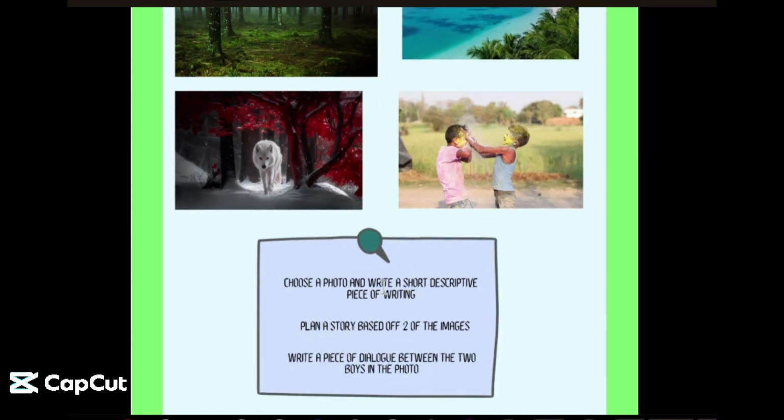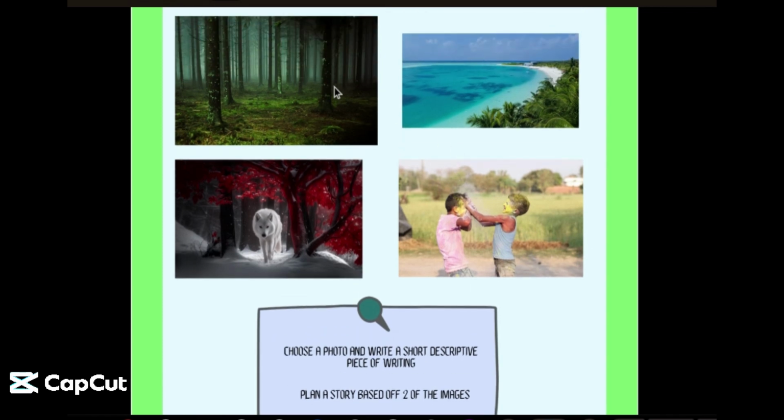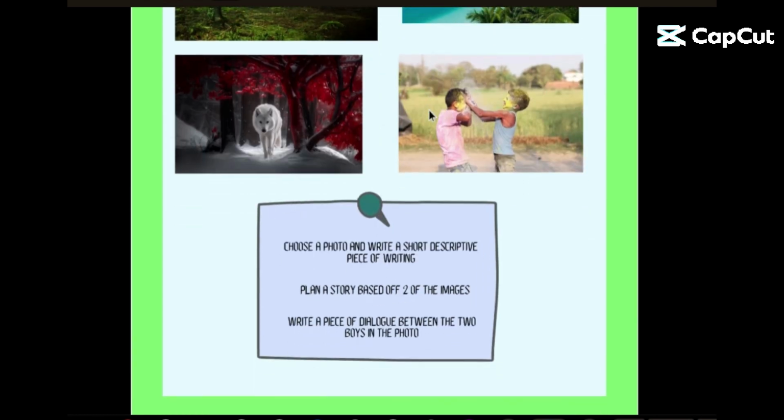Then you're going to choose 2 of the images and you're going to plan a story based off of them. So you could choose these 2, you could choose these 2, you could choose these 2, because you could say this forest here looks like that, and it's like a contrast between the nice beach and the gloomy forest, something like that. And then finally write a piece of dialogue between the 2 boys in the photo. What do you think they'll be saying to each other?